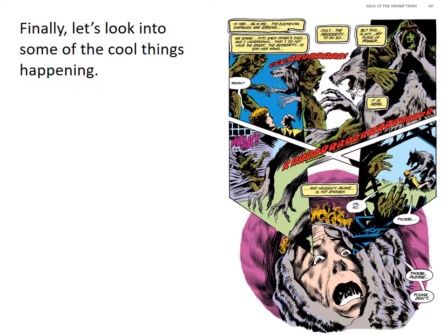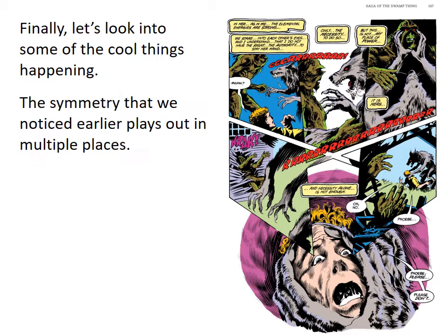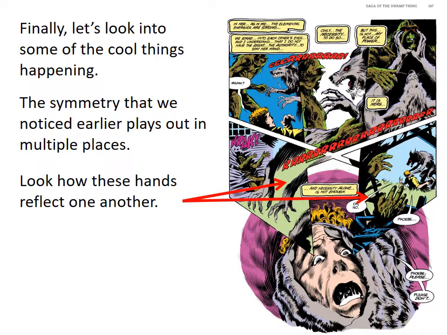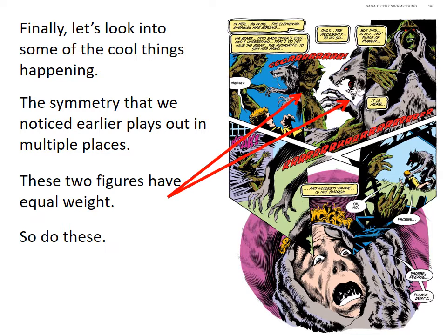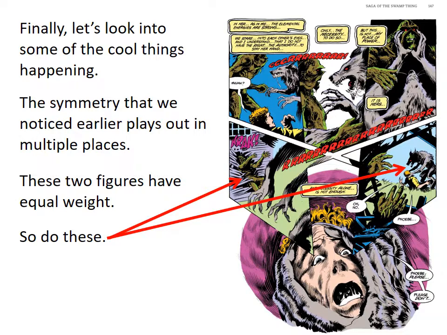Alright, lastly let's look at some of the cool stuff that's happening here in this weird page. So the symmetry that we noticed earlier plays out in multiple places. Look how these hands reflect one another, and so do these. So Swamp Thing and the werewolf's hands reflect each other across panels, and then so do the werewolf's hands repeat themselves. These two figures are given equal weight, so Swamp Thing on the left, werewolf on the right are given equal weight in the panels. And then the Swamp Thing on the left and the werewolf on the right are given equal weight across the tier.